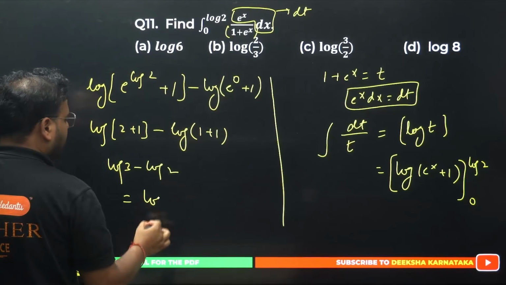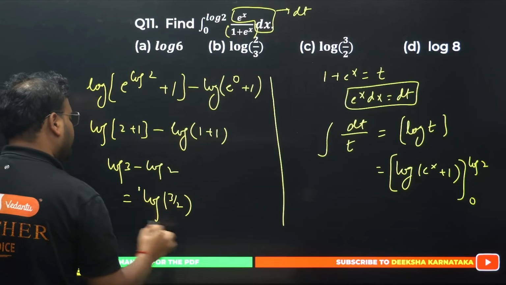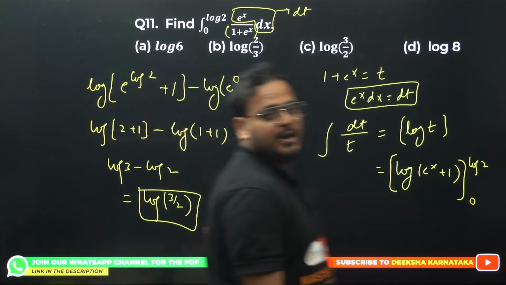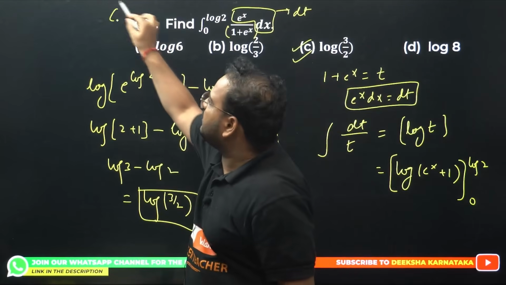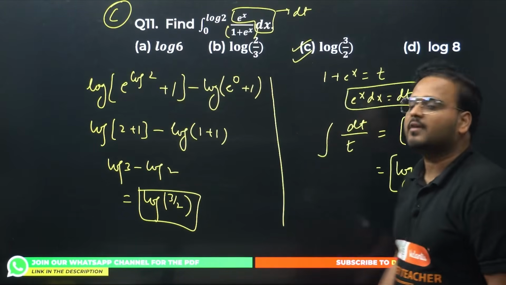What I get? Log of 3 by 2. Answer is option number C. Please check. The question number 11 is simpler to solve without changing the limits.